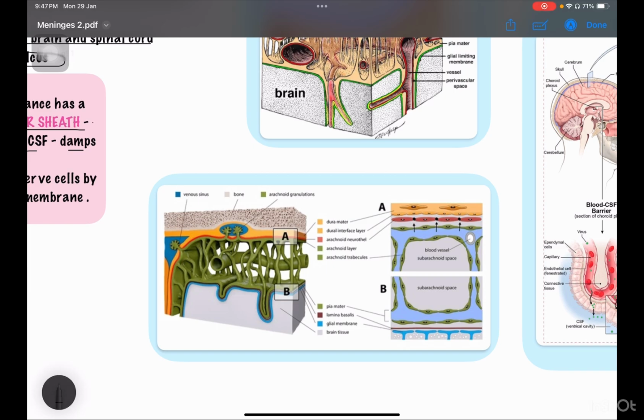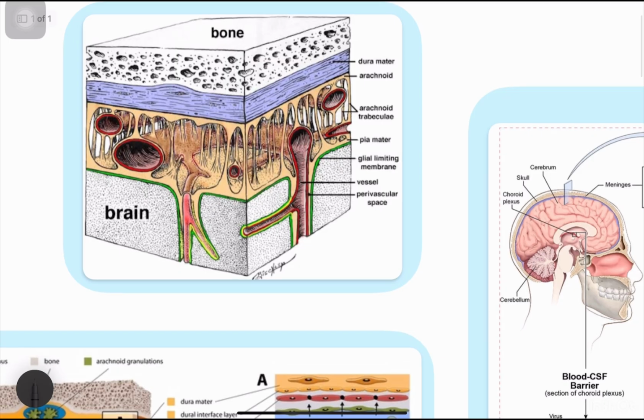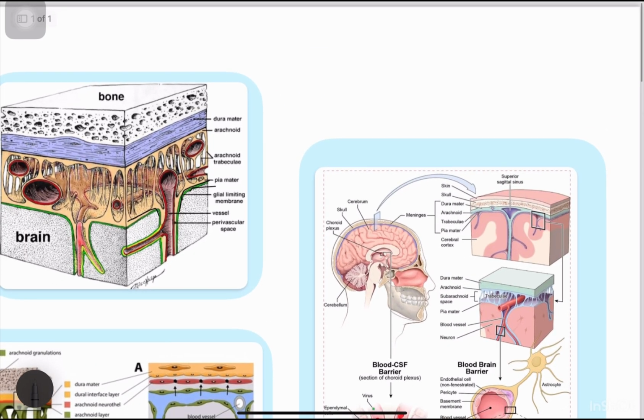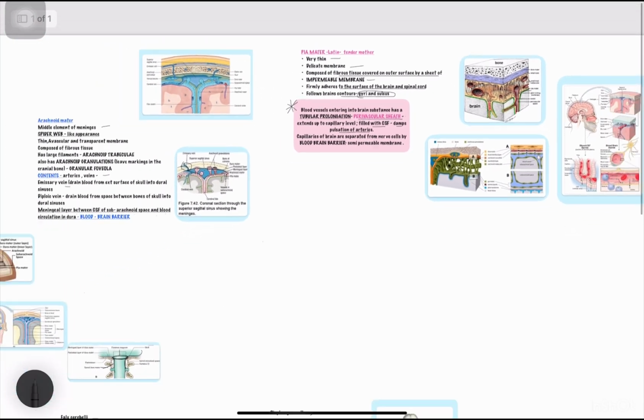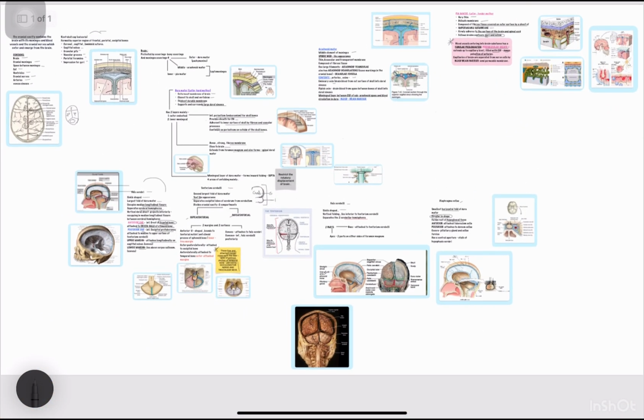Here you can see pia mater is closely associated with the brain, and this is the glial membrane. Blood-brain barrier. So blood-brain barrier is another topic that I'll be talking about in another video.